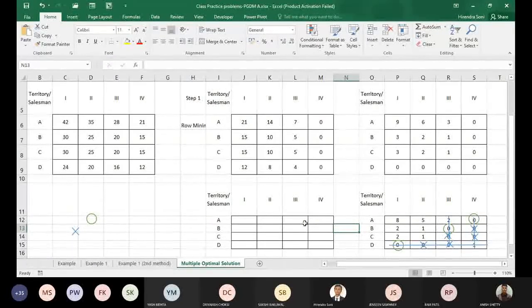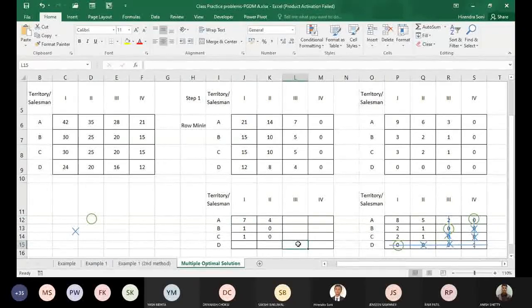Okay, what would be my theta? 1, sir. It would be 1. So now I will subtract that theta from all the uncovered cells. These are my only uncovered cells. So 8 minus 1 would be 7. 5 minus 1 would be 4. 1 minus 1 would be 0. 1 minus 1 would be 0. 2 minus 1 would be 1. 2 minus 1 would be 1. At the intersection, I have to add it.